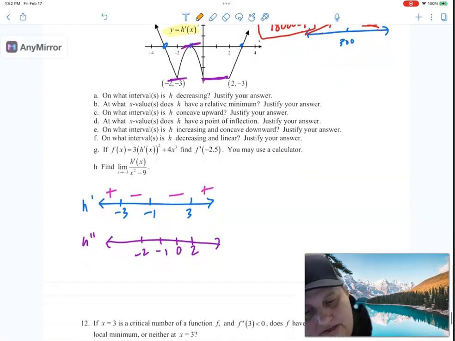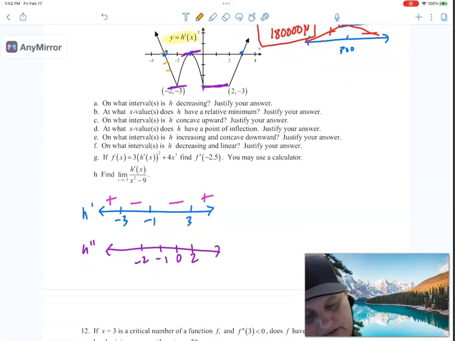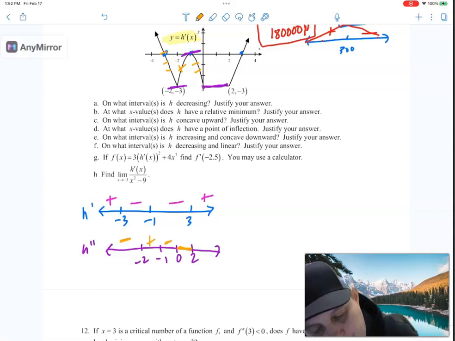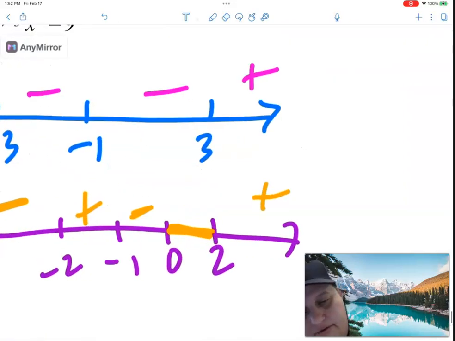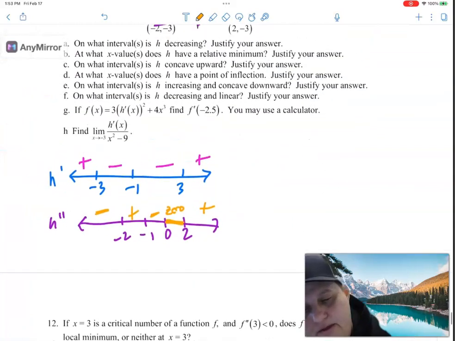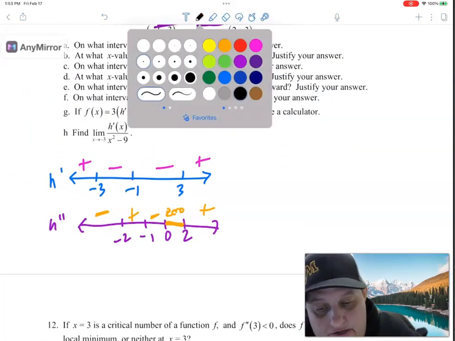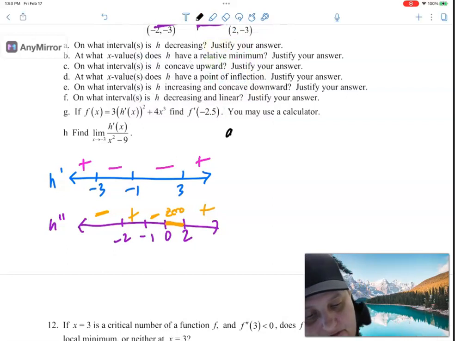So my slopes are decreasing, so that's negative. Then they're increasing. Then they're decreasing. Then there's 0. You can just write 0, or to be very clear, write the word 0. And then they are increasing. Now we're going to really work on justifying our answers on these questions.